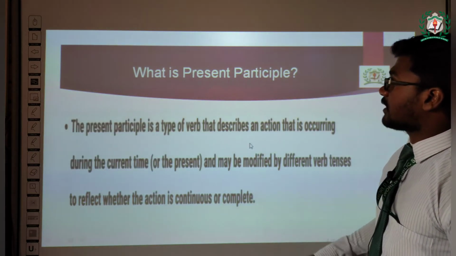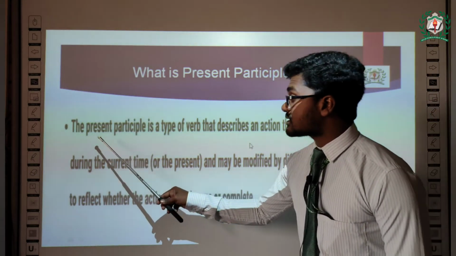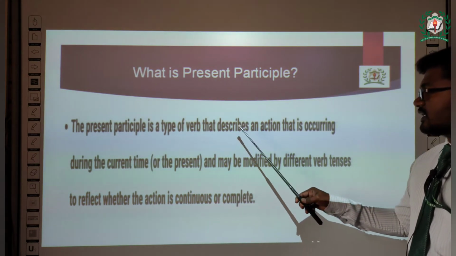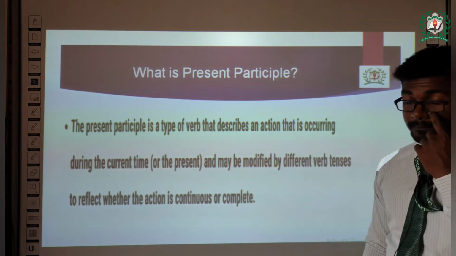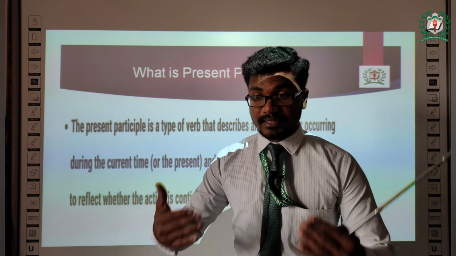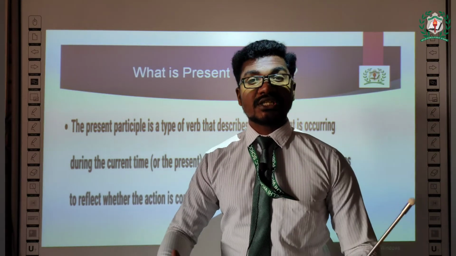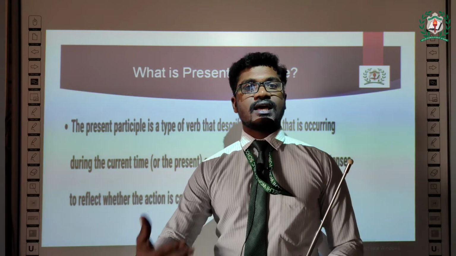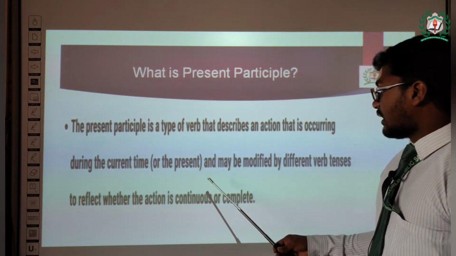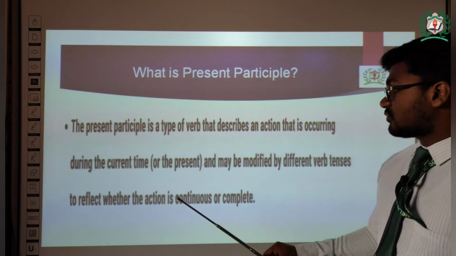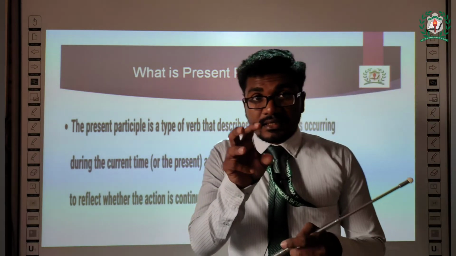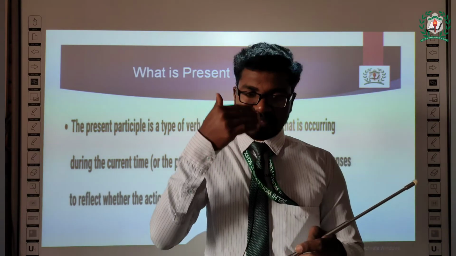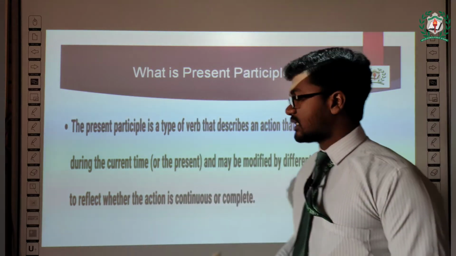Okay, let's see about present participle. The present participle is a type of verb that describes an action that is occurring during the current time, that is, which is happening right now. I am teaching. Right now it is happening. And it may be modified by different verb tenses to reflect whether the action is continuous or complete.